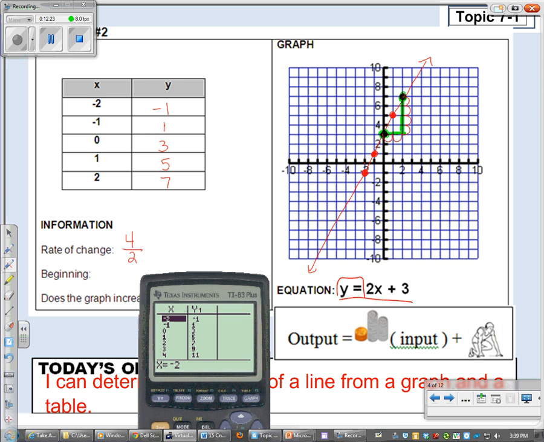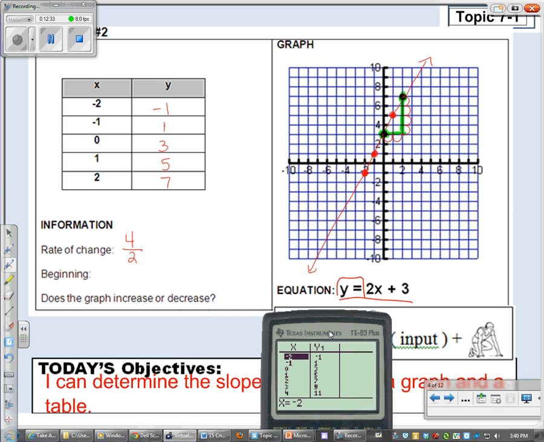I also notice that my graph is increasing, or it's going in a positive direction. Again, if I read it left to right, I go to the leftmost point, and now as I follow my line, I am going up. That means it is increasing. That means our rate of change is positive.